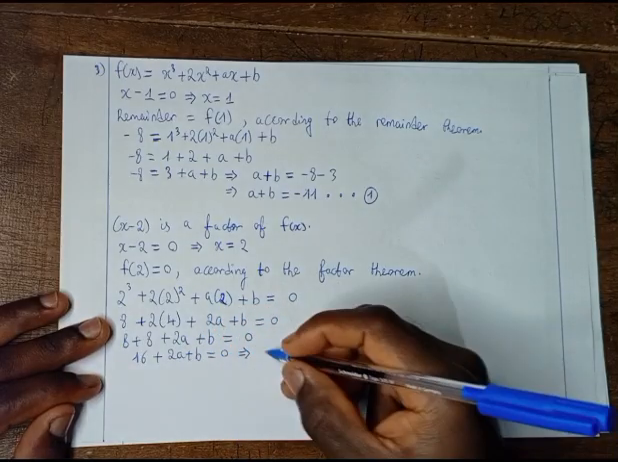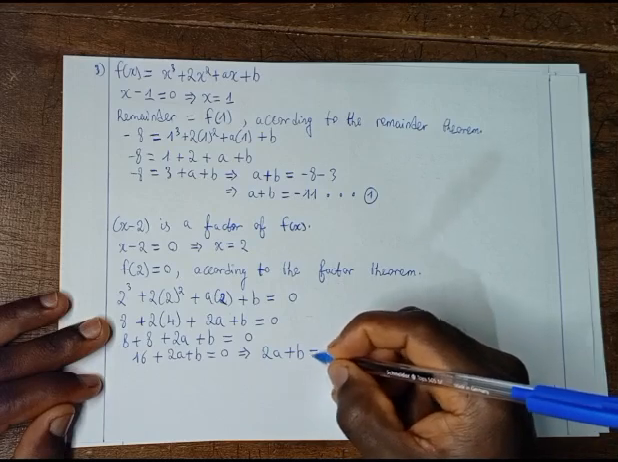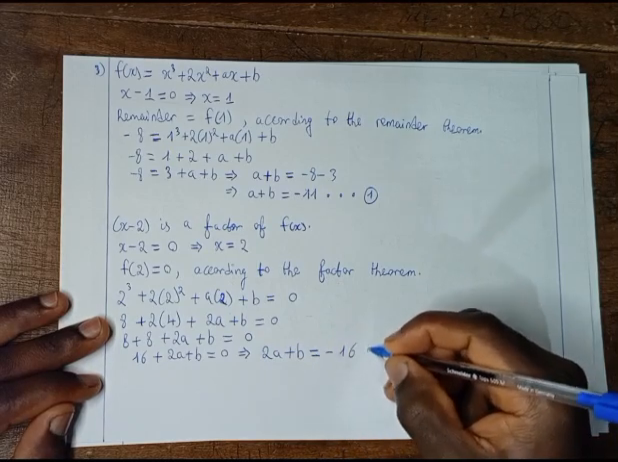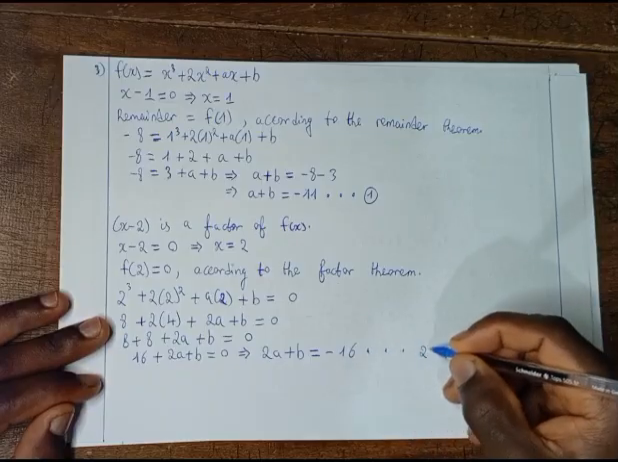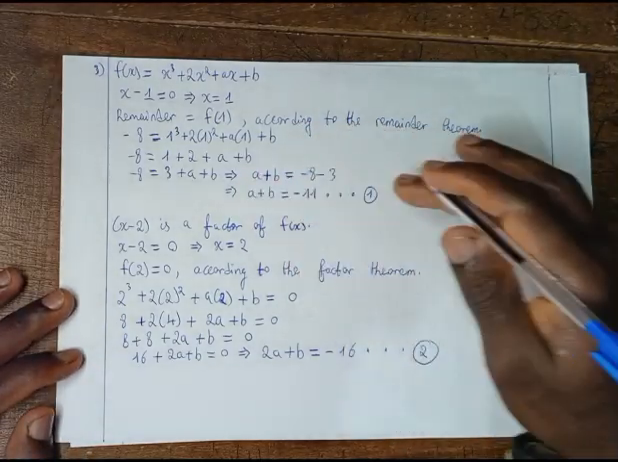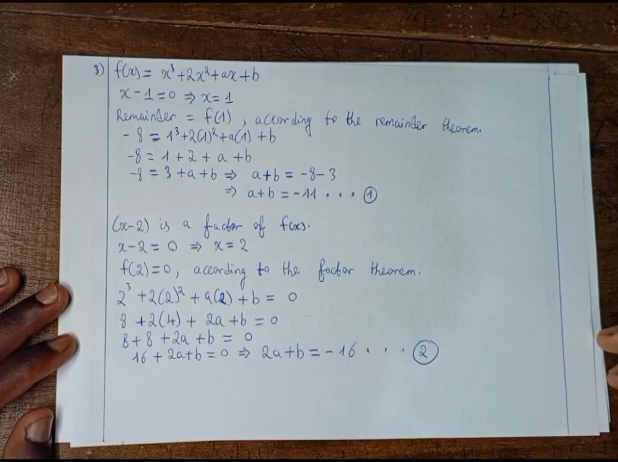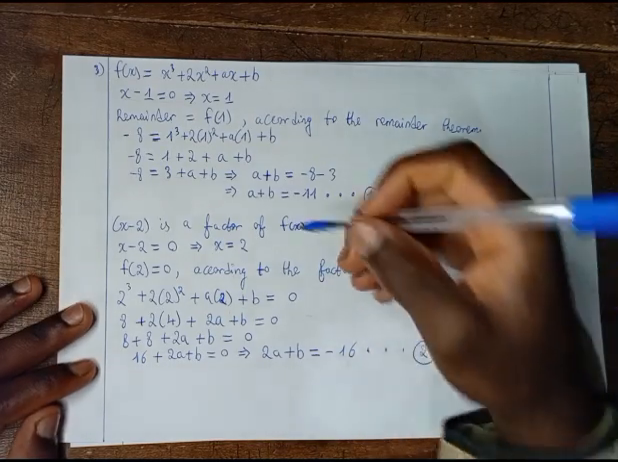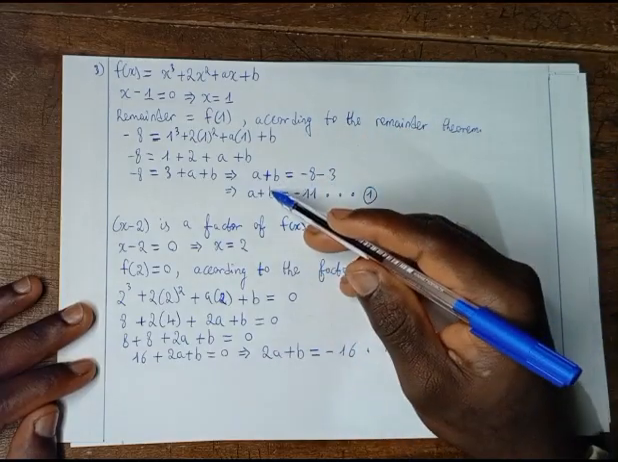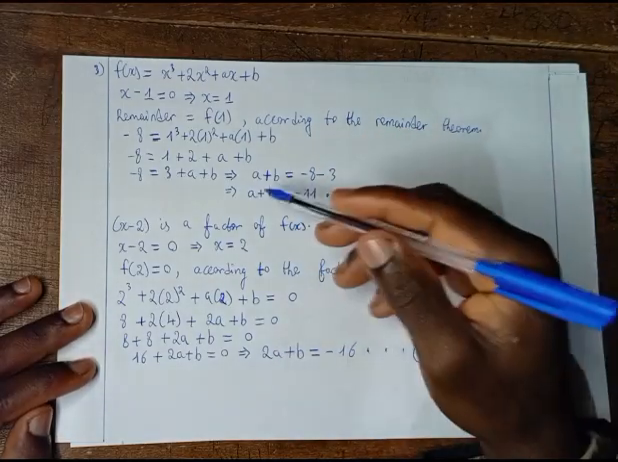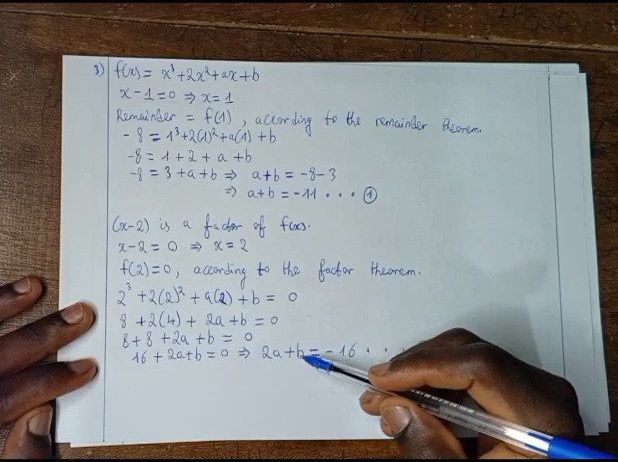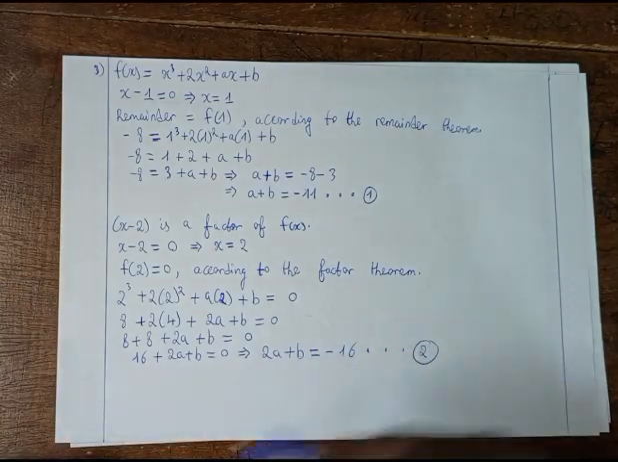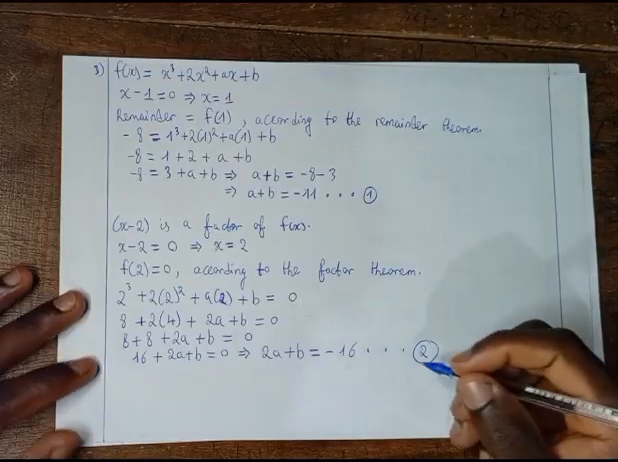Then we need to make 2a plus b the subject of the formula. 2a plus b will simply be equal to negative 16. We call this one equation 2. We have two equations with two unknowns. These are two simultaneous linear equations. We can solve these equations by making use of the method of elimination. Looking at the two equations, we can see that the coefficient of b in equation 1 and equation 2 are the same, 1 and 1. So if we subtract the two equations, we'll be able to eliminate the variable b.